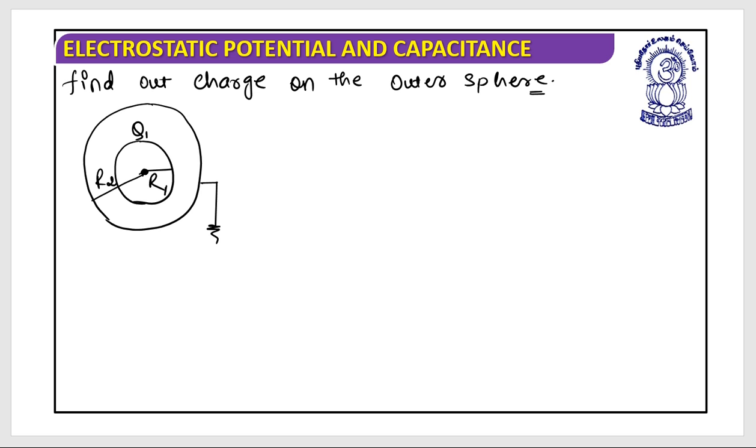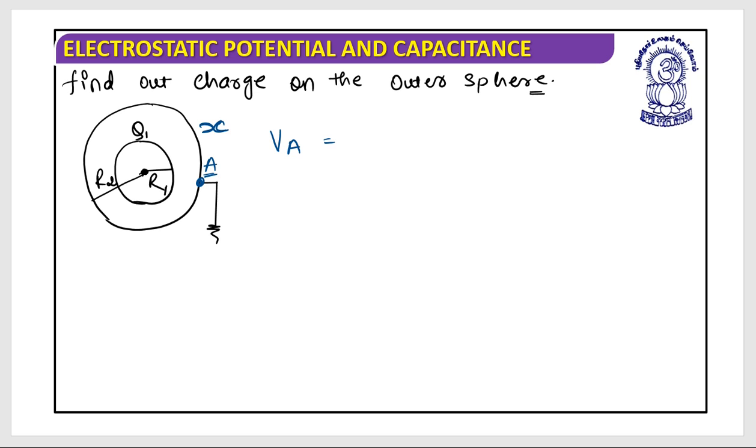So what I can do is, let's assume that the outer surface must be having a charge x. So let's write down the potential at this surface. Mark this point as A. I need to write down the potential at A. So what would it be? What would be the potential at A?